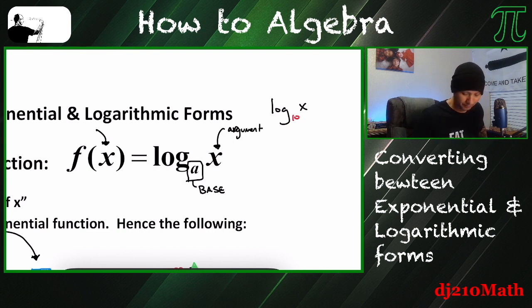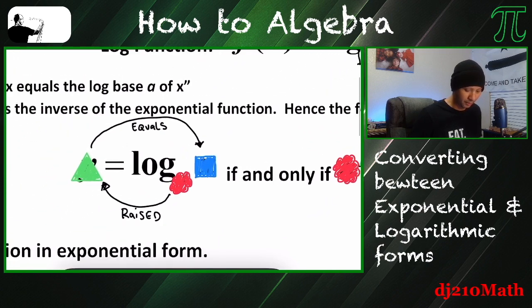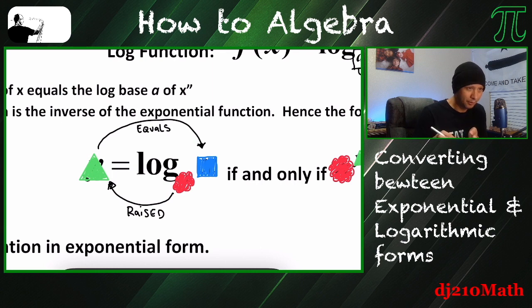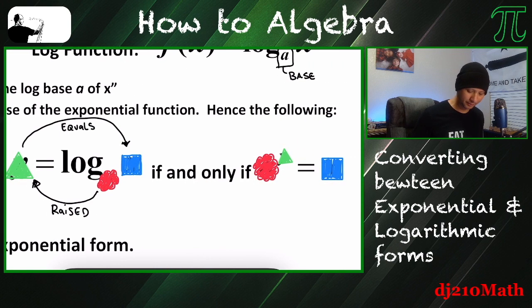Or the input. I like "argument," but that's just what I was taught. So you take the base, you raise it to whatever it's equal to, and then set it equal to whatever the argument is, or the input of the log. In this case, it's a square. So that's exactly what's happening.